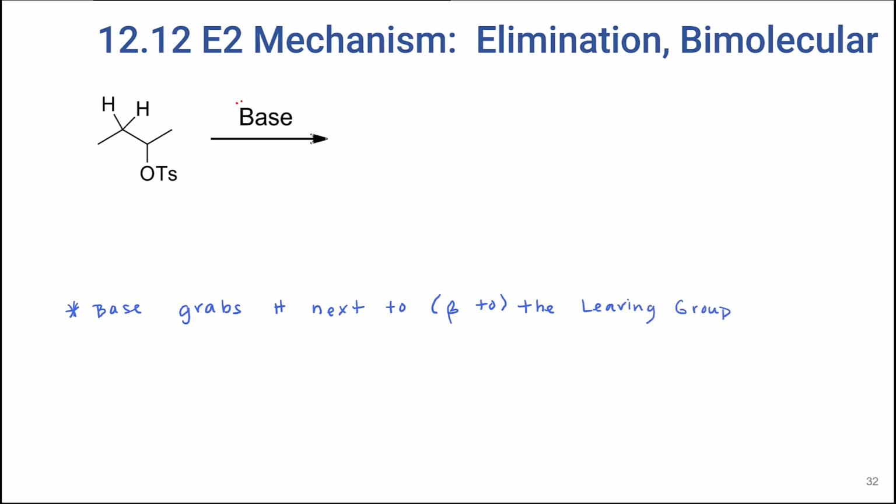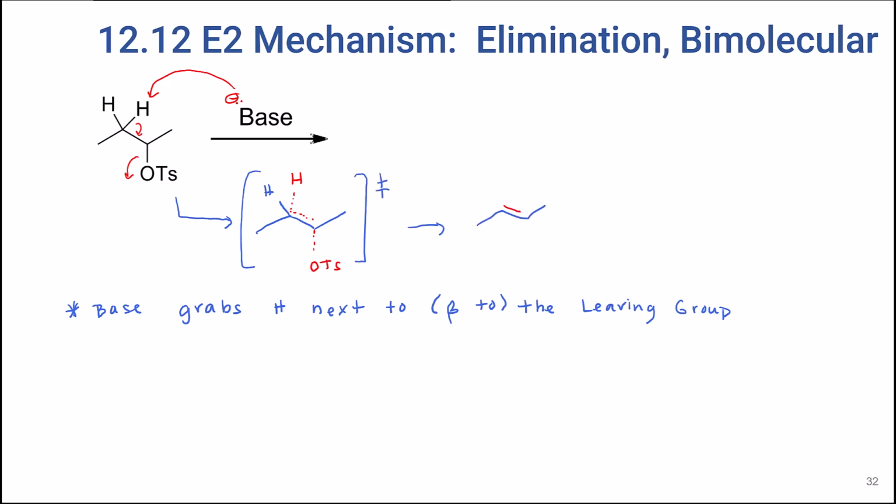So if I had a negative base here, that can grab this hydrogen, and as that is happening, this is also going on. So I'm going to draw the intermediate here, or my transition state. As that H is getting abstracted, this double bond is also forming in the process. At the same time, the tosyl group is leaving. And then we form this double bond. We also have the base H that forms, and then here we have OTs that gets kicked off.